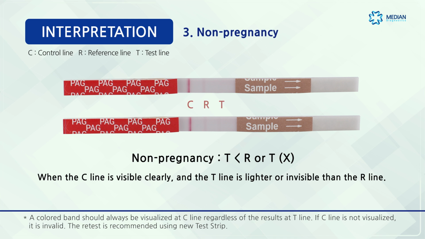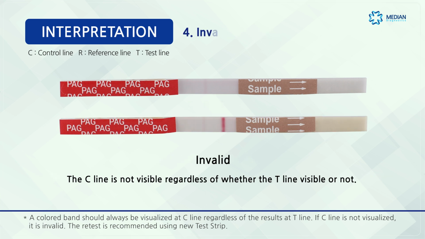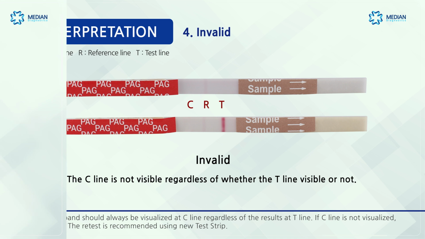Non-pregnancy is indicated when the C line is visible and the T line is lighter than or absent compared to the R line. If the C line does not appear, regardless of the T line, the result is invalid and the test should be repeated.